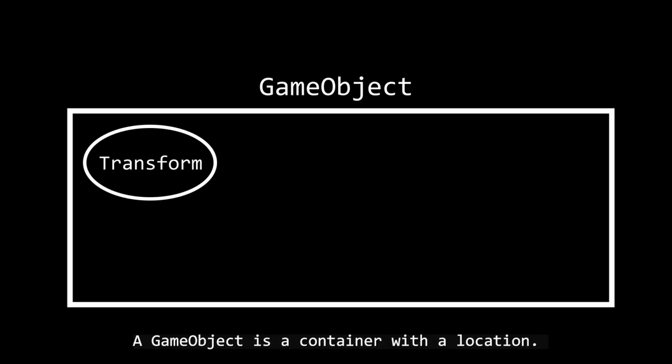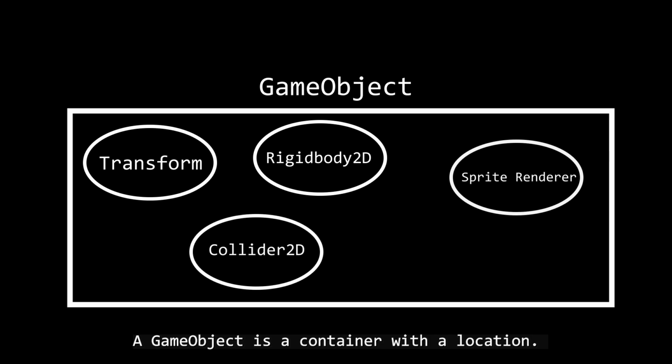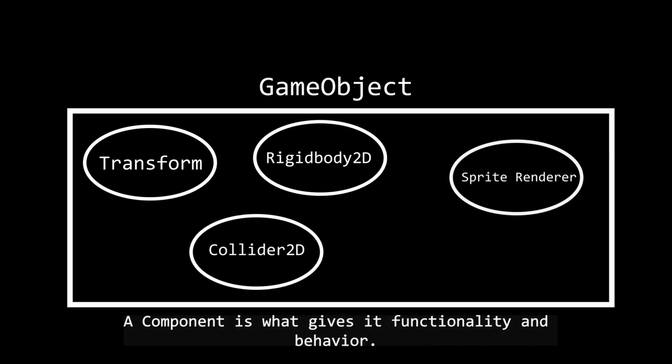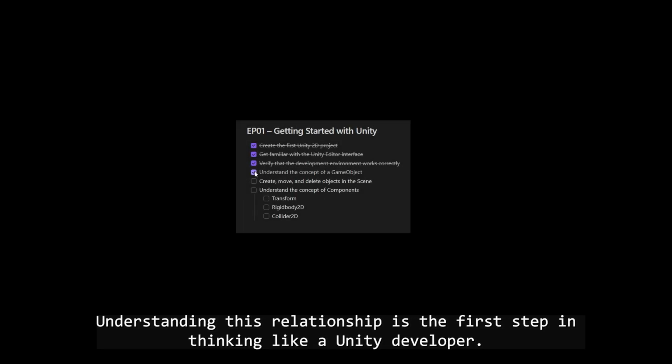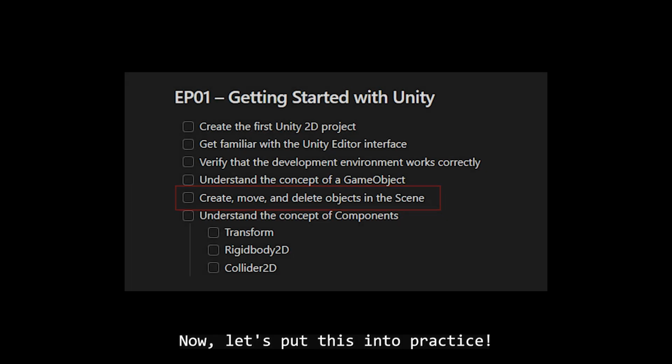To summarize, a game object is a container with a location. A component is what gives it functionality and behavior. Understanding this relationship is the first step in thinking like a Unity developer. Now let's put this into practice.